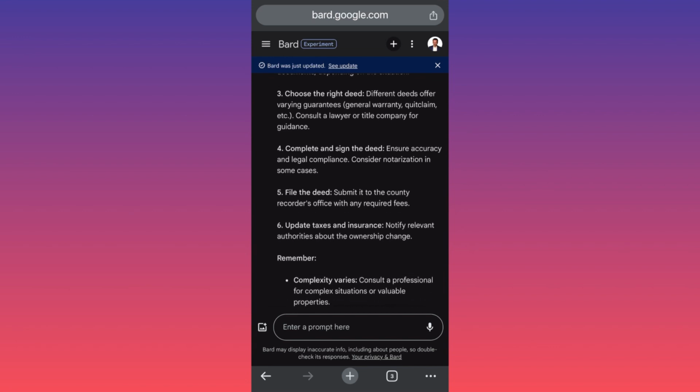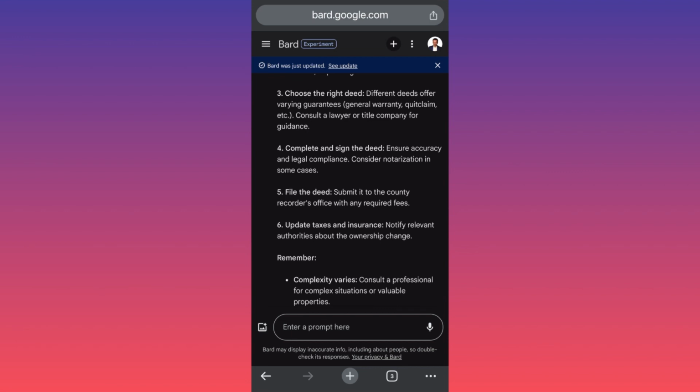The third step is to choose the right deed. There are different deeds that offer different guarantees. You have a general warranty, you have a quick claim. You always want to make sure that you have in the process a lawyer that you can trust, a lawyer with experience, because they're the ones who are probably doing this like 10 times a day. So they know exactly where you can make a mistake or where you can take advantage.